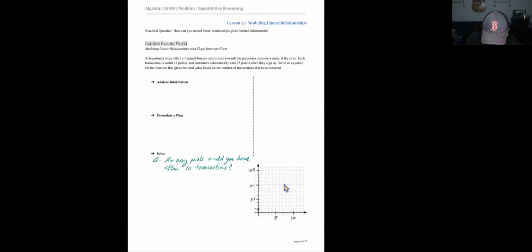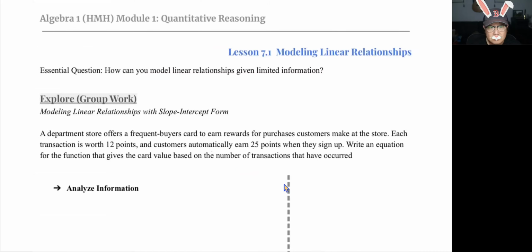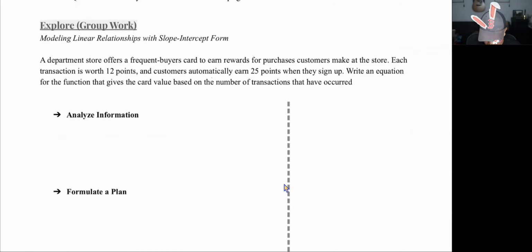Okay, guys, let's begin. So the essential question is, how can you model linear relationships given limited information? So the first type that we're going to talk about is slope-intercept form. There are usually a couple different kinds that are at play right now, but let's talk about that a little later.